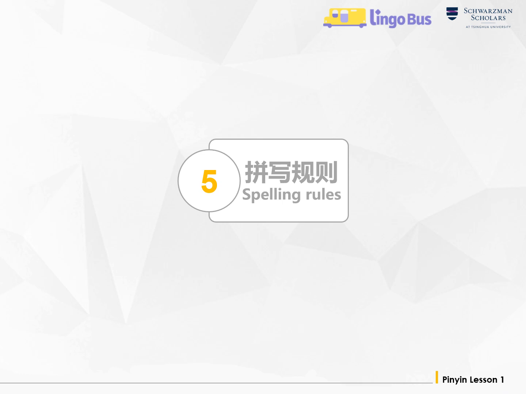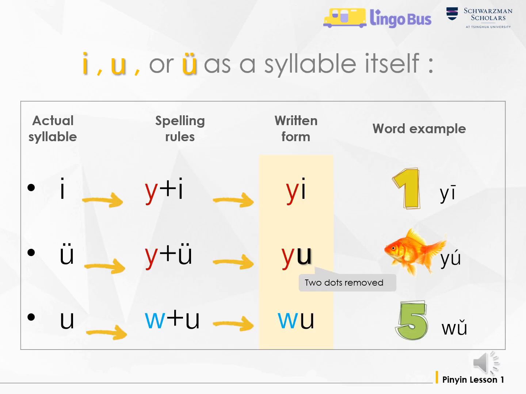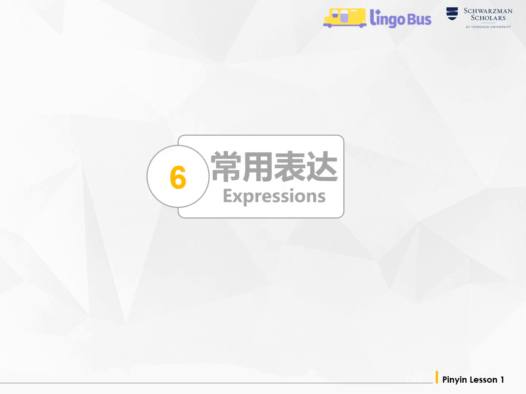Now, let's look at some spelling rules. When i is a syllable without any initial, we add a Y in front of I as a fake initial. When u is a syllable without any initial, we add a W in front of U as a fake initial. When ü is a syllable without any initial, we add a Y in front of it and drop the umlauts. So far, we have introduced phonics. Let's learn some expressions in Chinese next.